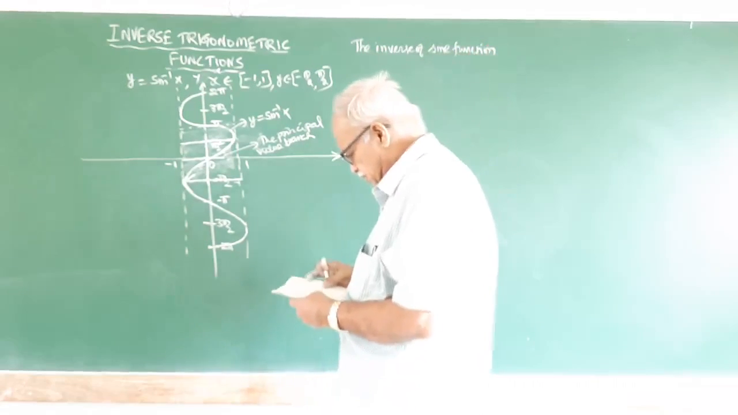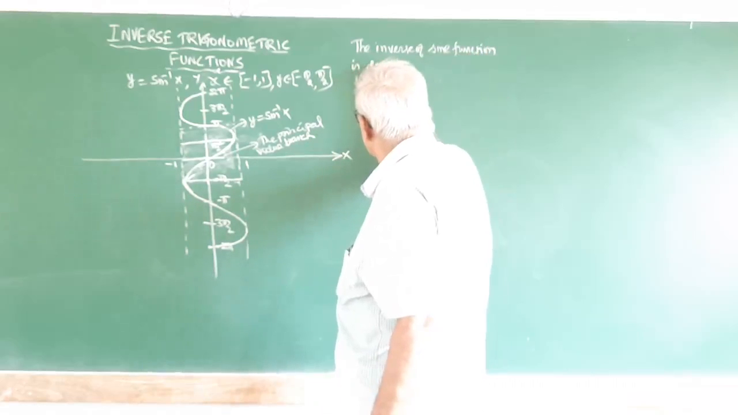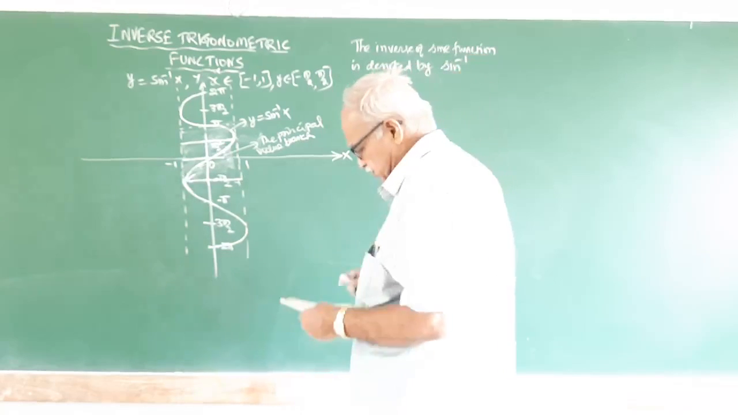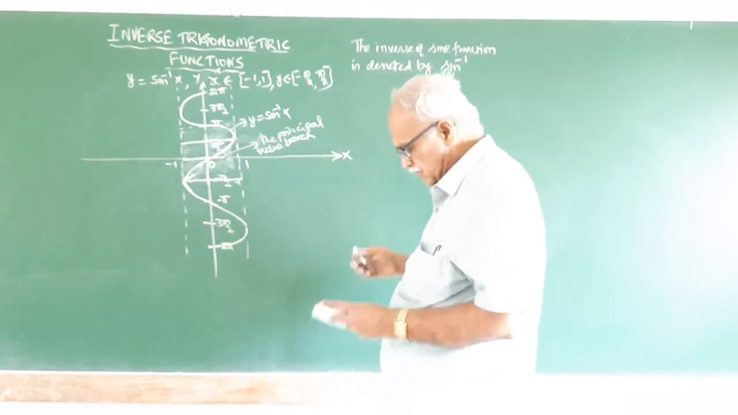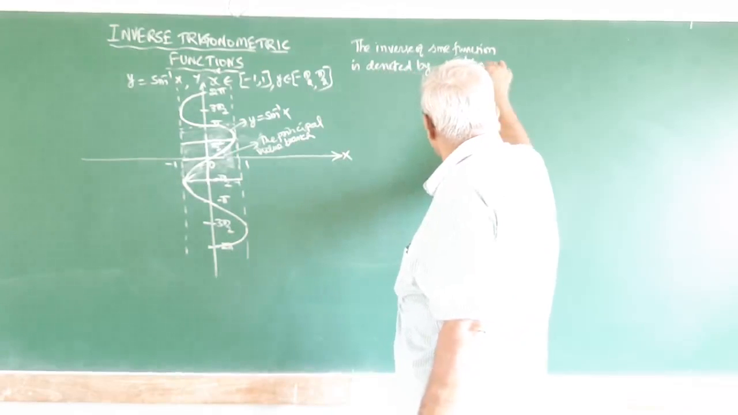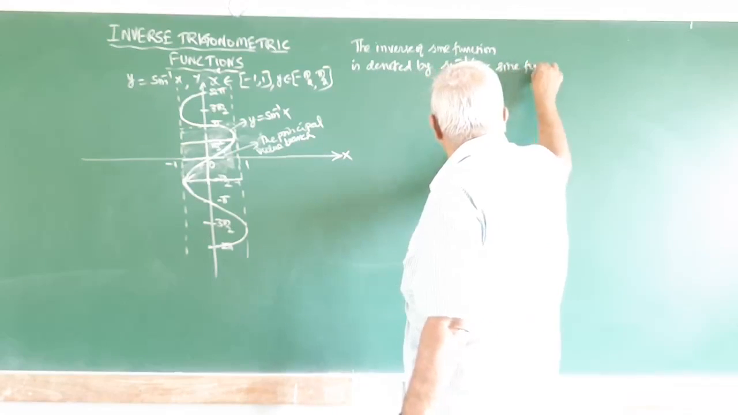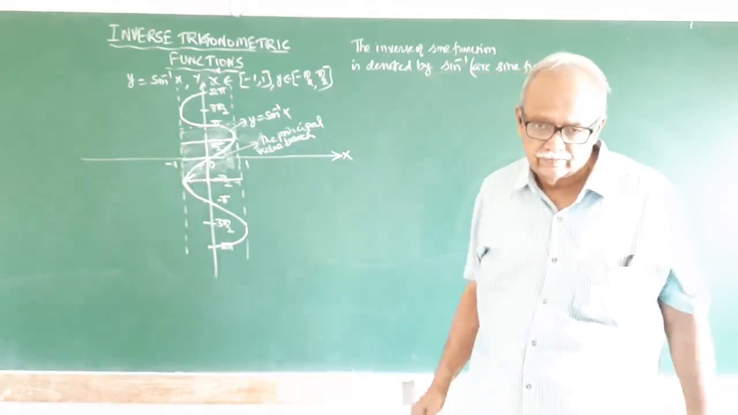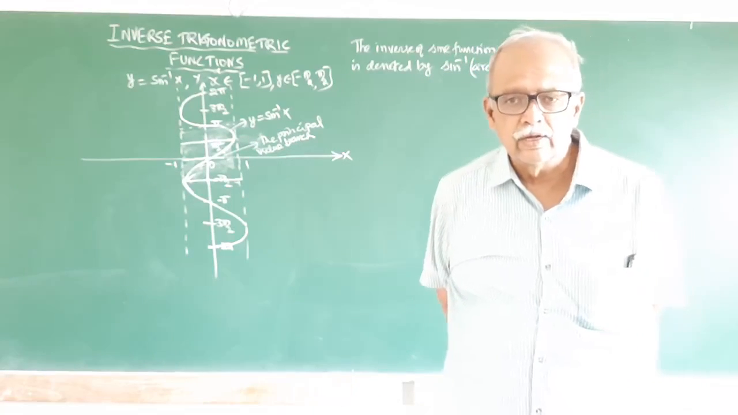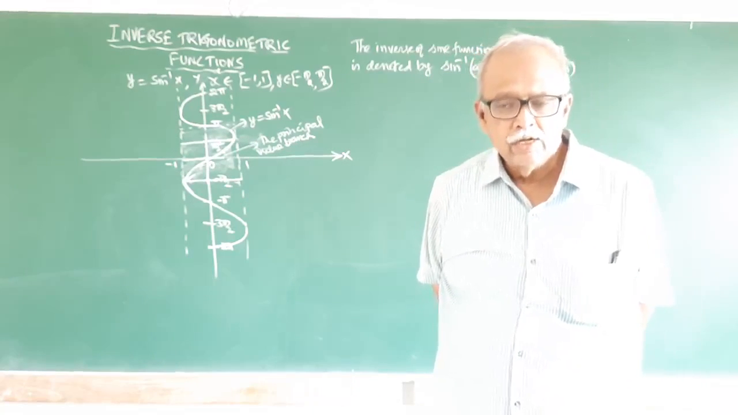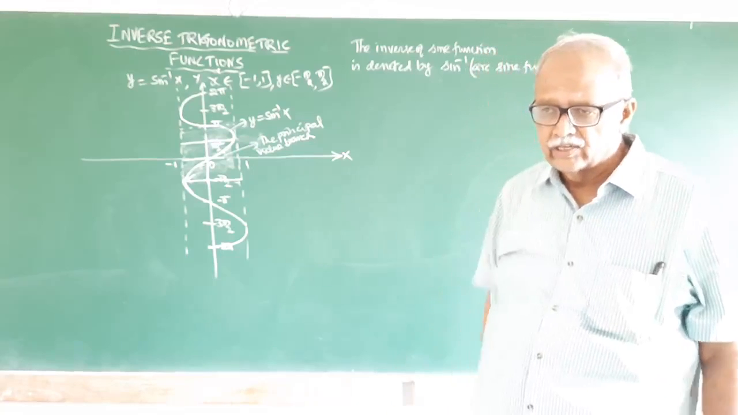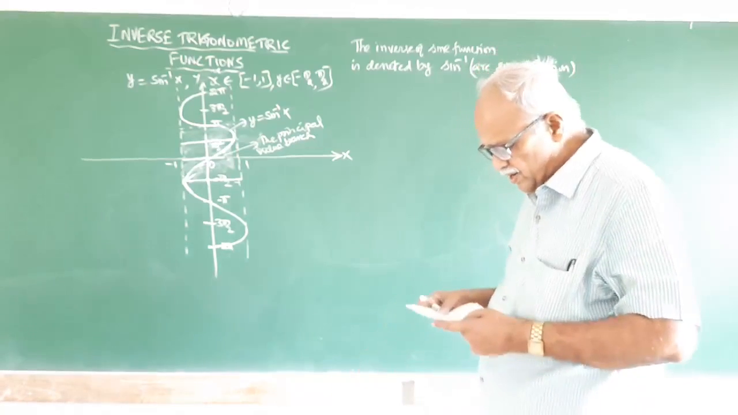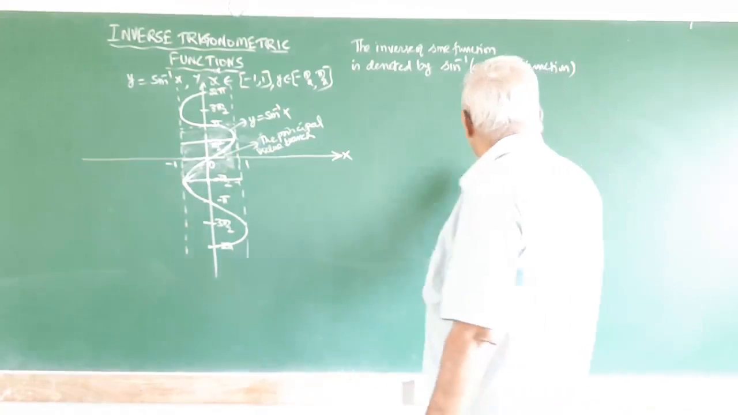Inverse of sine function is denoted by sine inverse. It is also called the arcsin function. Another name for inverse functions: arcsin function. Inverse of cosine function is the arccosine function. So be very careful, this you should know.